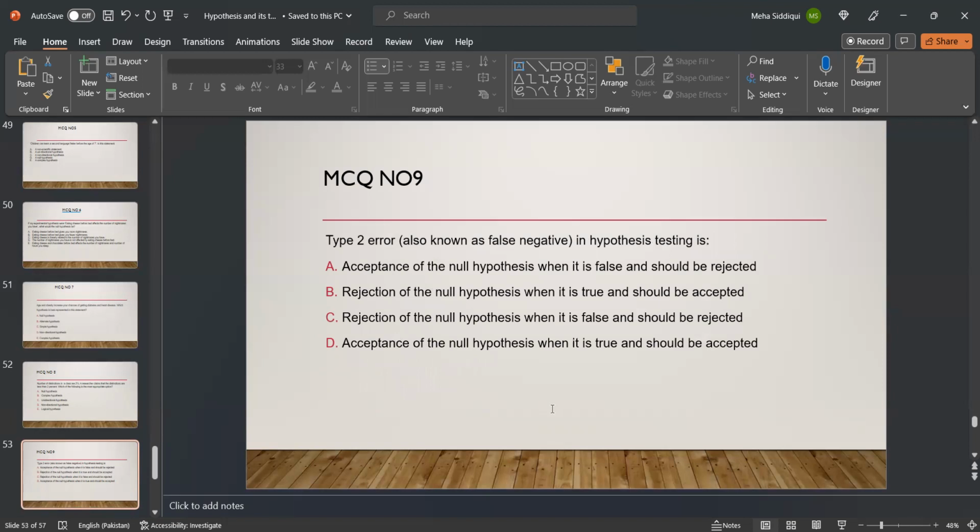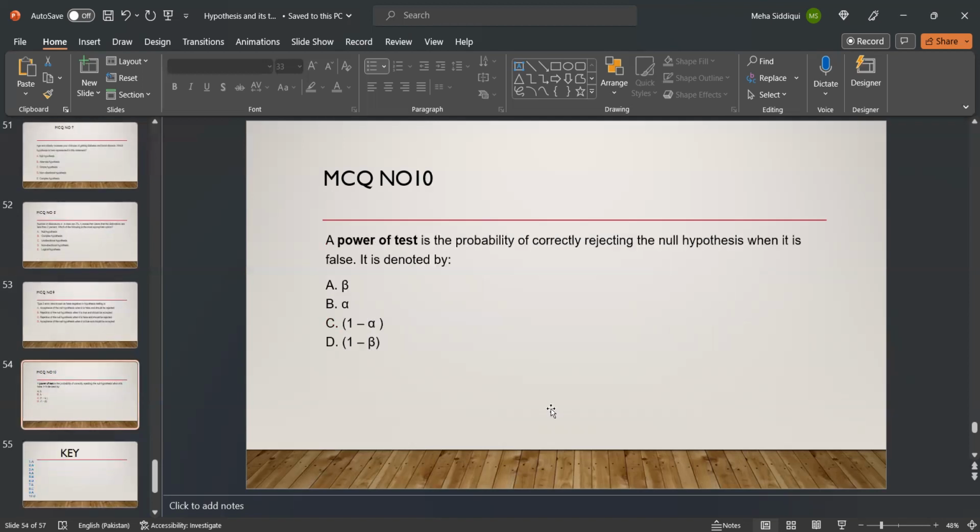MCQ number 9. Type 2 error, also known as false negative in hypothesis testing, is acceptance of the null hypothesis when it is false and should be rejected; rejection of the null hypothesis when it is true and should be accepted; rejection of the null hypothesis when it is false and should be rejected; acceptance of the null hypothesis when it is true and should be accepted. A is the right option.